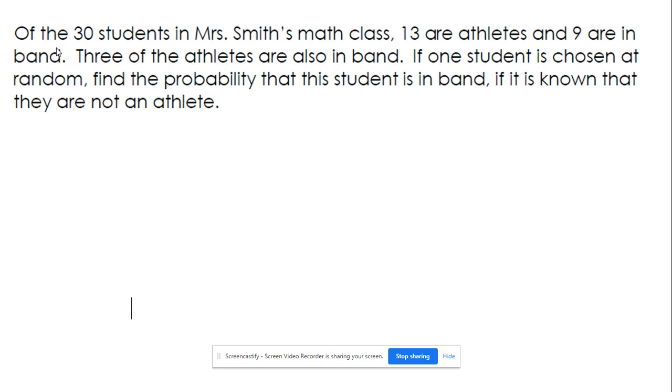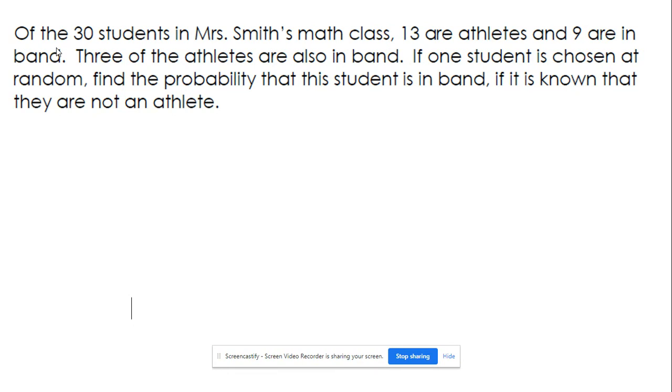Of the 30 students in Mrs. Smith's math class, 13 are athletes and 9 are in band. 3 of the athletes are also in band. If one student is chosen at random, find the probability that this student is in band if it is known that they are not an athlete.